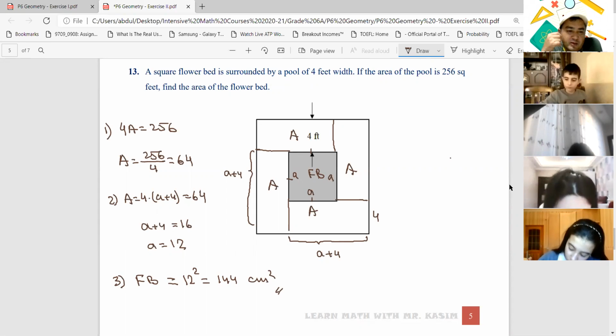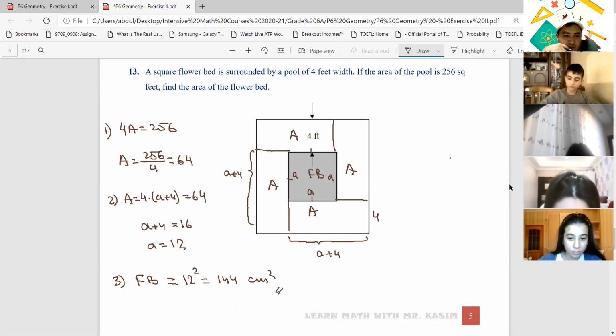Whose answer is 144? It's my answer. Ilkin, your answer is 144. Only Ilkin's answer is correct, but all other answers are incorrect.